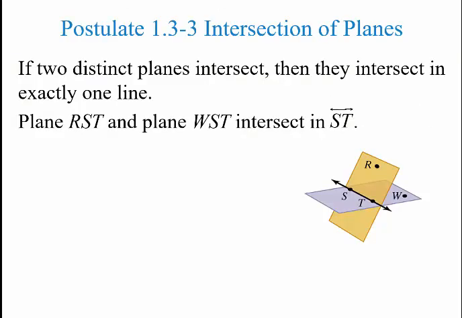All right, another postulate. Now we're talking about intersecting planes. Remember, intersecting lines form a point. With planes, if 2 distinct planes intersect, they intersect to form exactly one line. So plane RST and plane WST intersect at the line ST, just like that.